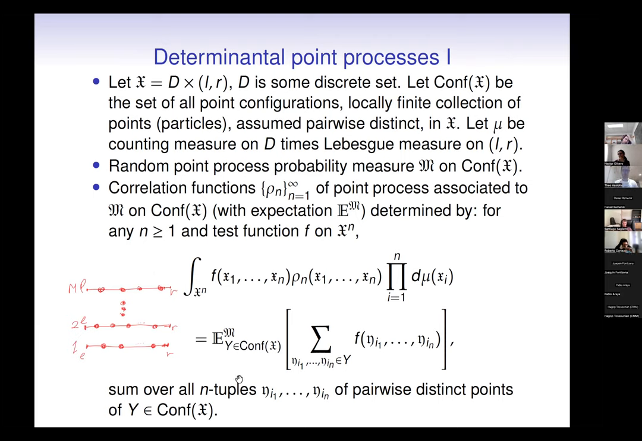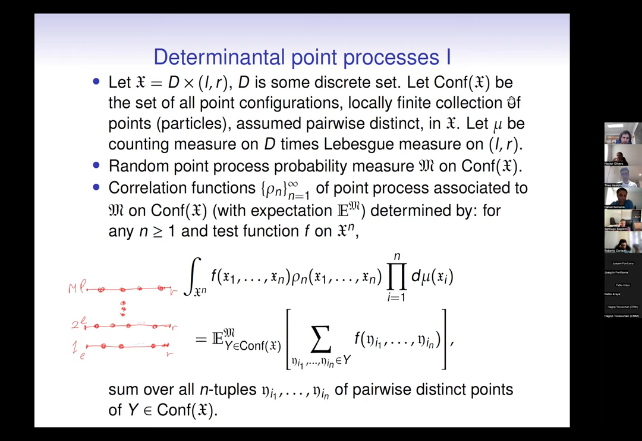Basically, I want to see things as a point process now, viewed at different times. I have a space which is going to be some interval (L, R). In this case it's going to be minus infinity to infinity, so this interval is just the real line, but later it will be useful to have an interval. And this D is going to be some discrete set of times. Let's just say D is one up to M. So basically I have M copies of this interval.